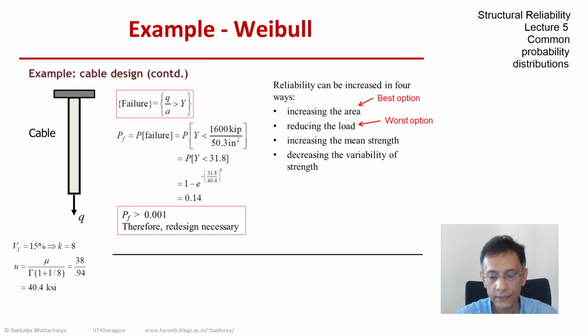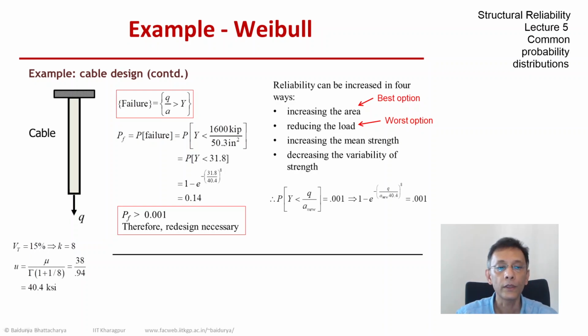It could be, at least for the first case that we should look for, is to see if we can increase the cross-section area, if that would solve our problem. So, which basically means that we resolve this CDF, with a new area, A new, for which the failure probability would be limited to 0.001. And if you solve the equation, the answer is about 94 square inches. So going up from 50 square inches to about 94 square inches.